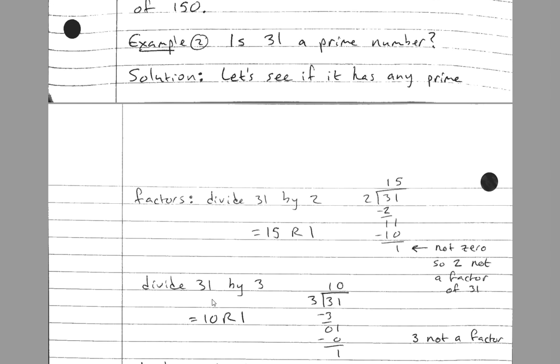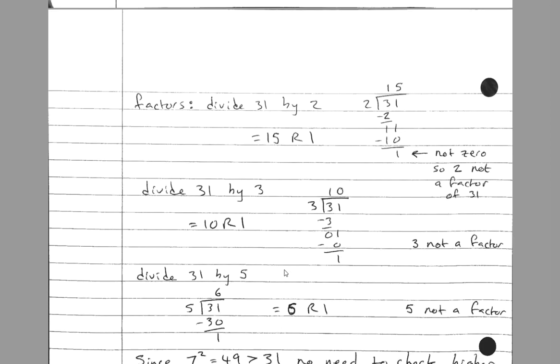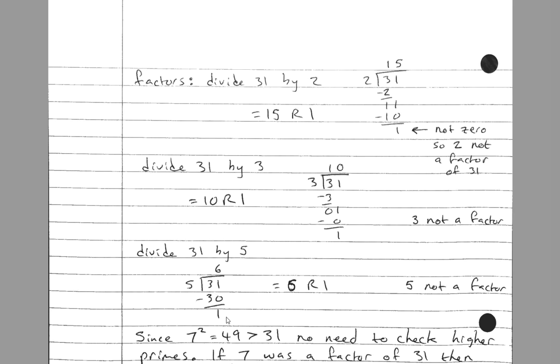How about 3? Is 3 a factor? Well, if you divide 31 by 3, it goes in 10 times, and the remainder is 1. So again, it doesn't divide in evenly, so 3 is not a factor. Also, 5 is not a factor. It goes in 6 times, remainder 1. It's just a coincidence we're getting 1s, but the point is we are getting non-zero remainders. So 2, 3, and 5 are not factors.